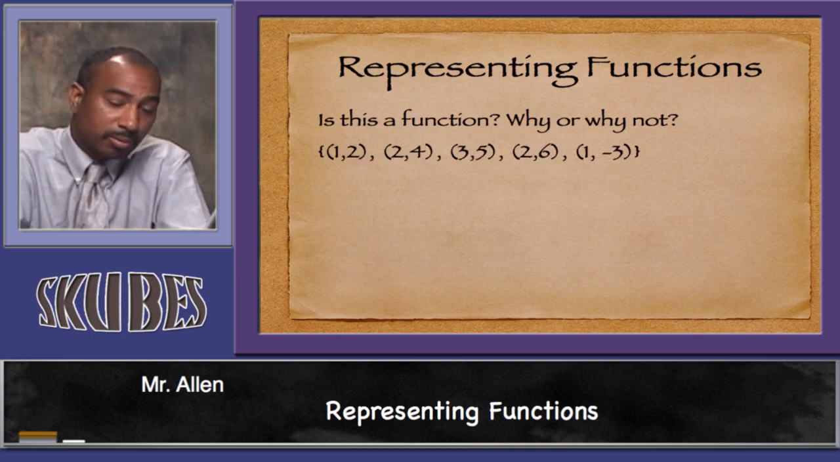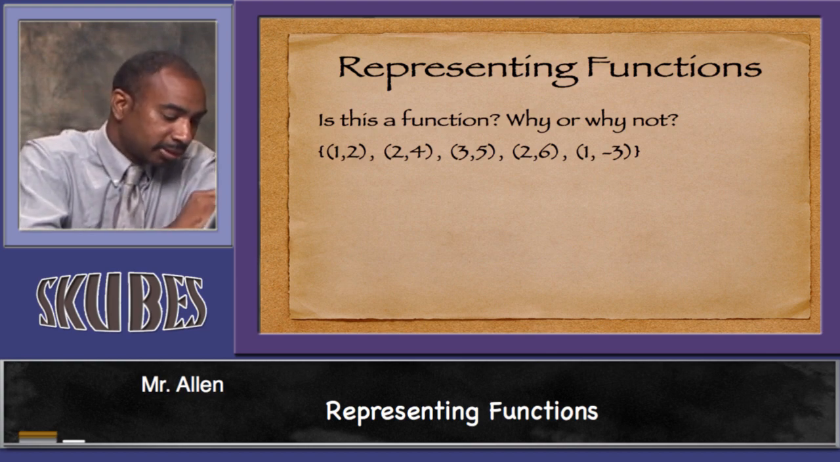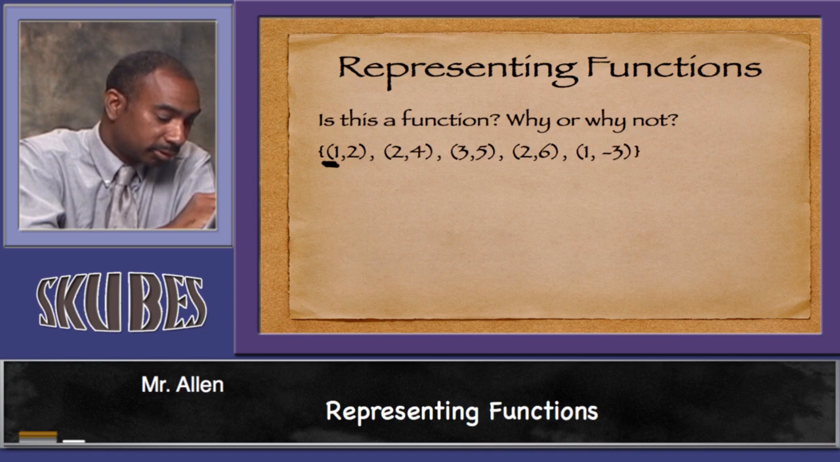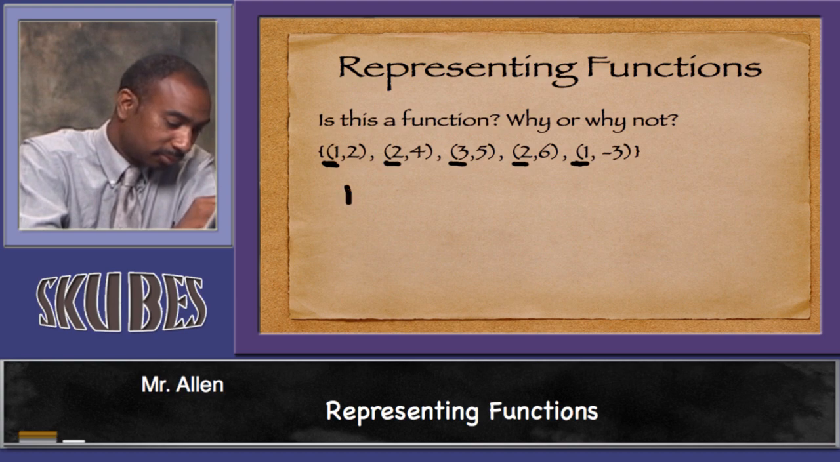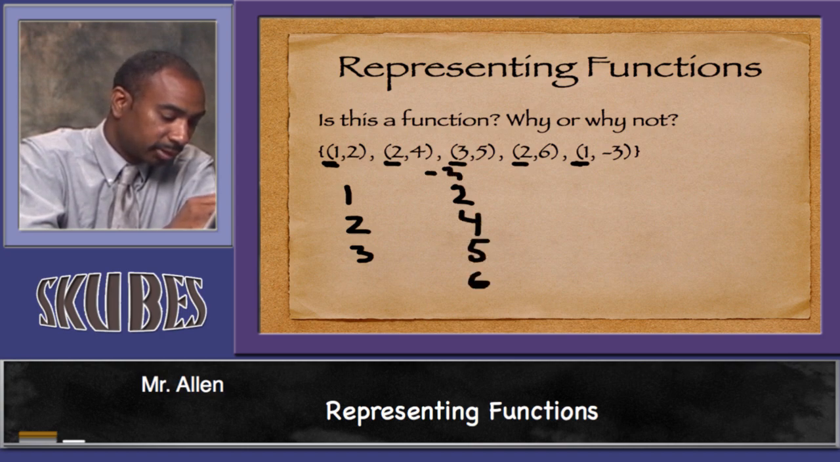Is this a function? Why or why not? This is an ordered pair notation. I'm going to write down the domain separately. So domain is the first number in the ordered pair. So I have 1, I have 2, I have 3, I have 2, and I have 1. So we'll list 1, 2, 3, and then see where it pairs off to. So my range, I have 2, I have 4, 5, 6, and I have a negative 3.